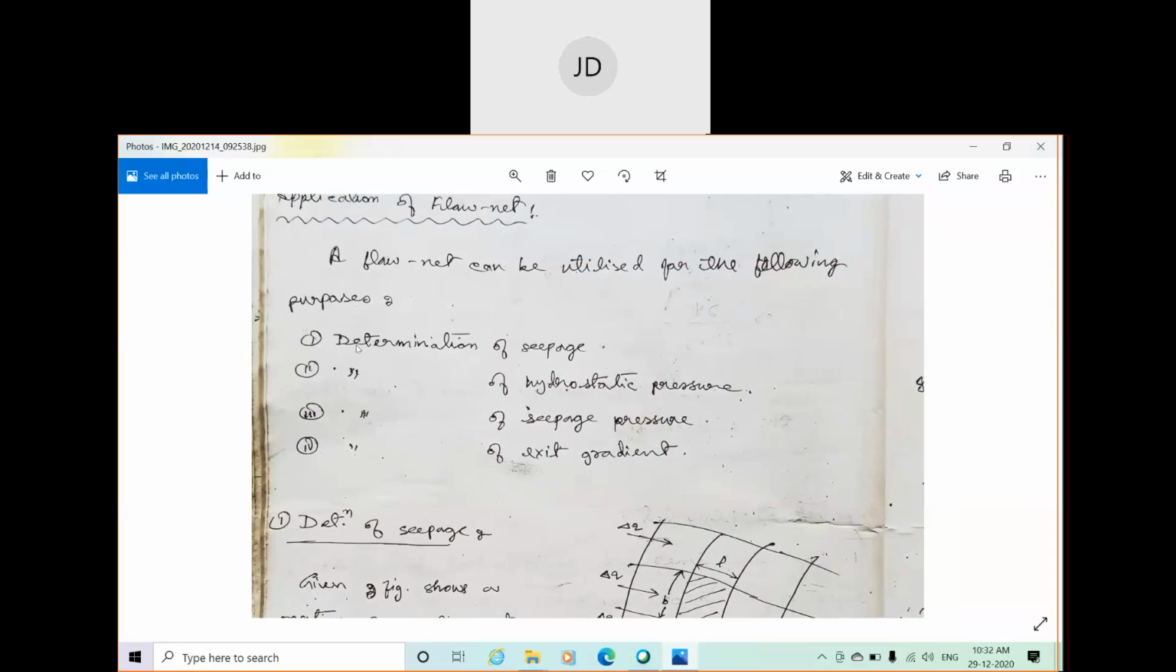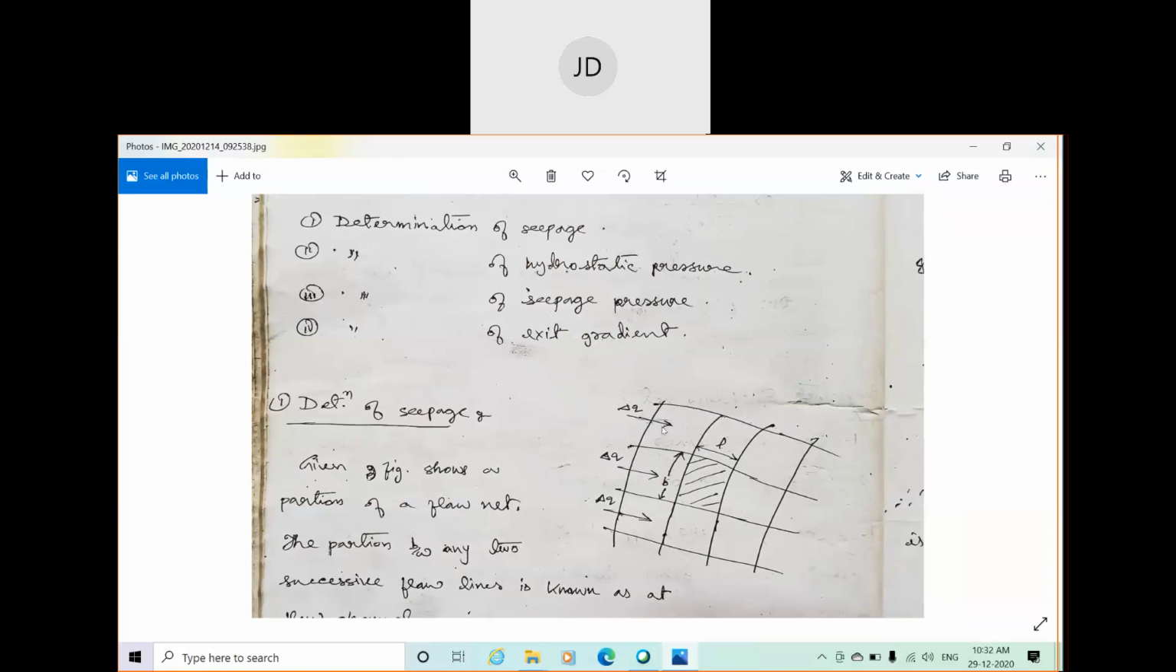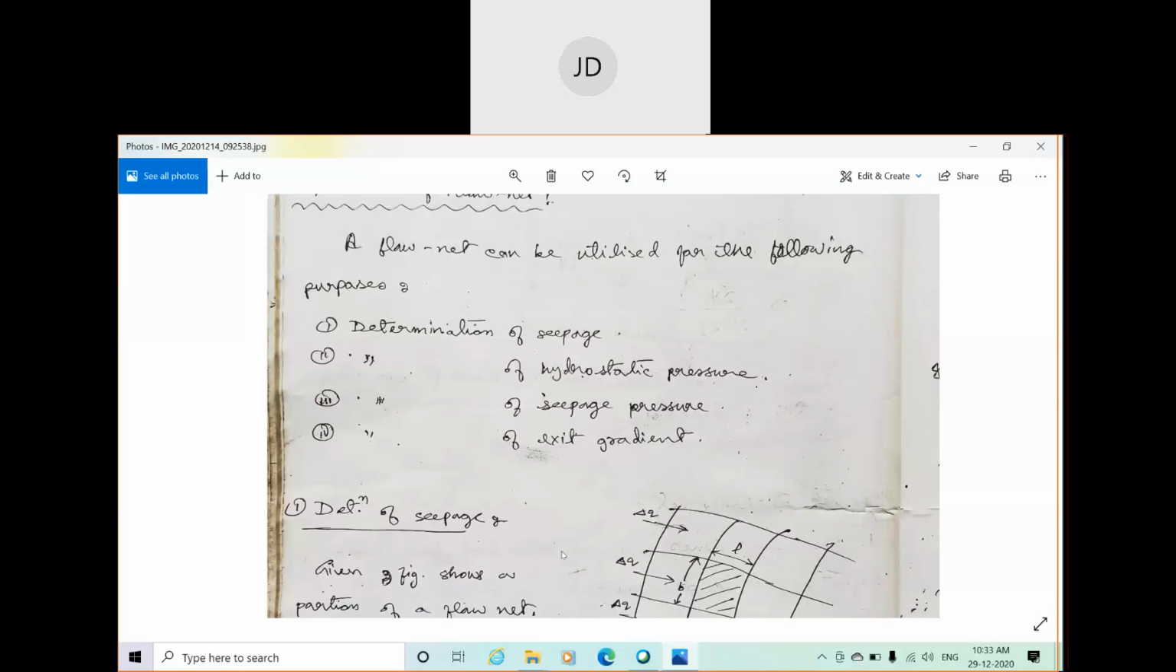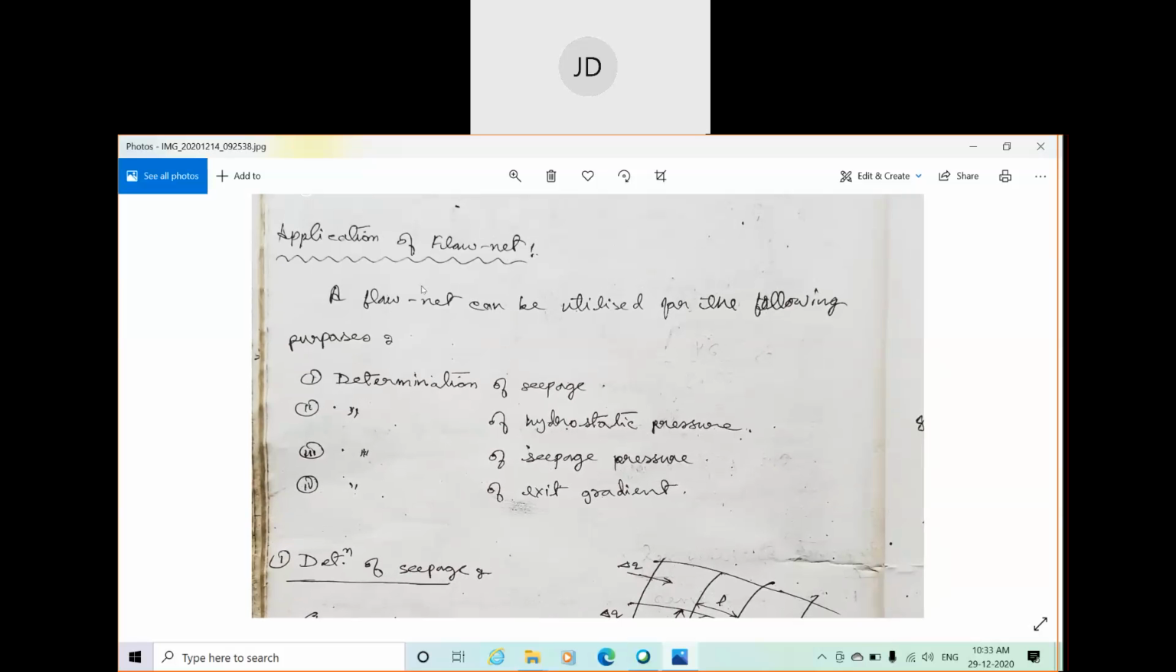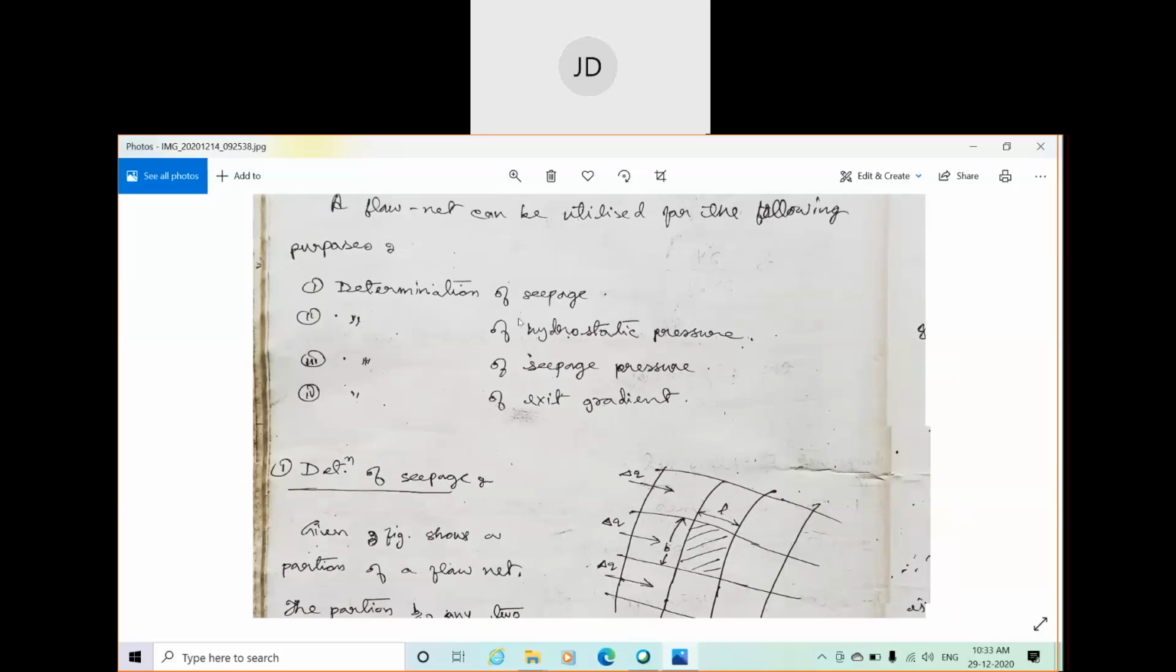I'm giving importance to the first point, which is the application of flow net in determining the seepage. That means how much water is flowing through the dam structure as seepage. We can also find out the particular amount of water. That means we can find out the total Q, which is distributed in this field as delta Q. So there must be some total Q, right? This particular total Q, the total amount of water going through as seepage, can be determined by using flow net.